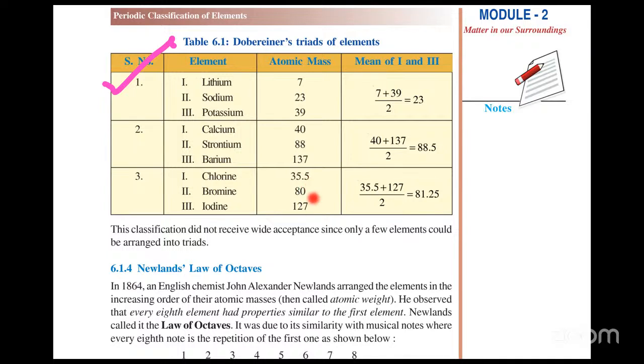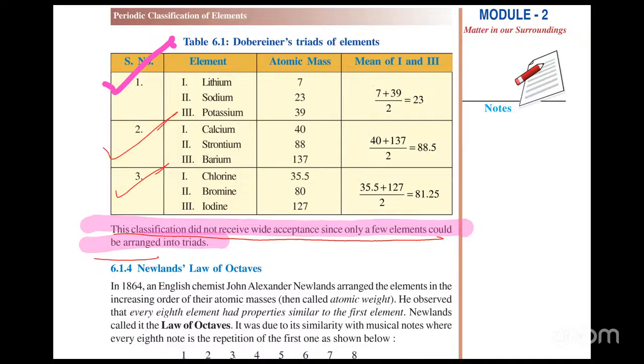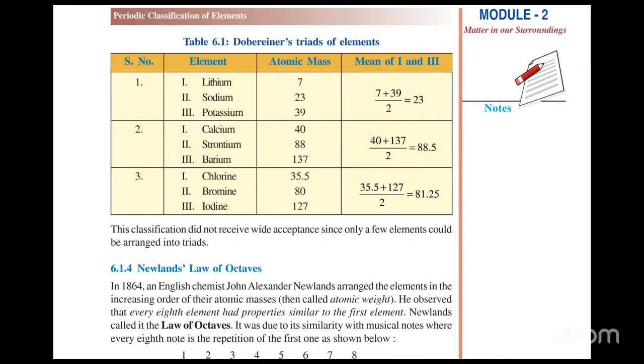Did you understand? Now the last line says, this is important. The last line says that this classification did not receive wide acceptance since only a few elements could be arranged, not all of the known elements. That is why this classification was rejected by the scientists. Did you understand? Yes. Okay. Now the second one.